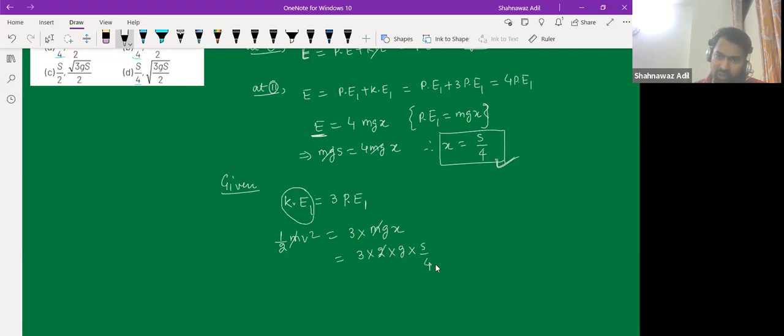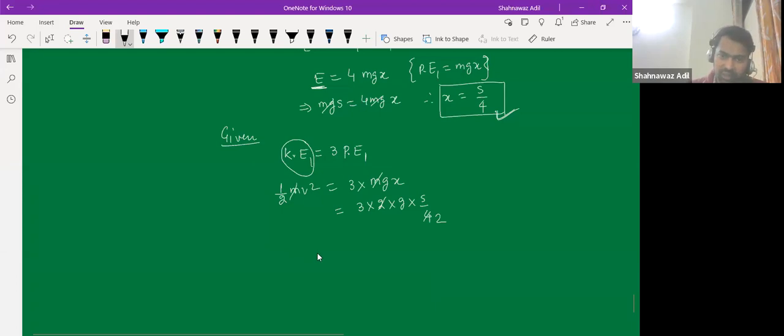Oh, I have taken this 2 to this side, right? So this 2 goes over there. So this is 3gs by 2. So v would be how much? That would be the root of 3 by 2 gs, right?